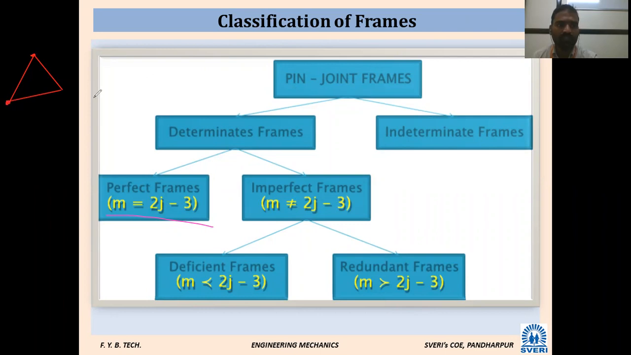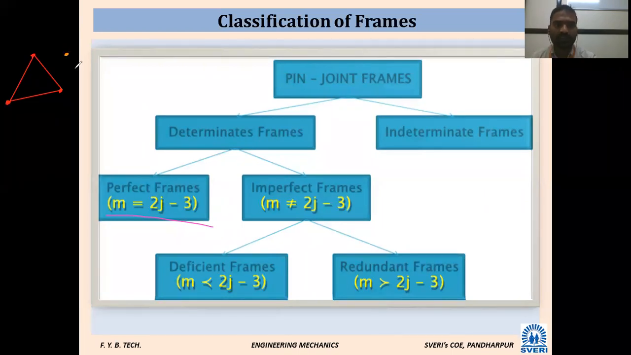Which type of connections? Hinged, or pinned connections. So think of it like this: this is a perfect frame. We know the number of members is sufficient to resist the loads. Now I want to increase one joint. So I will increase one joint. So this is another joint.